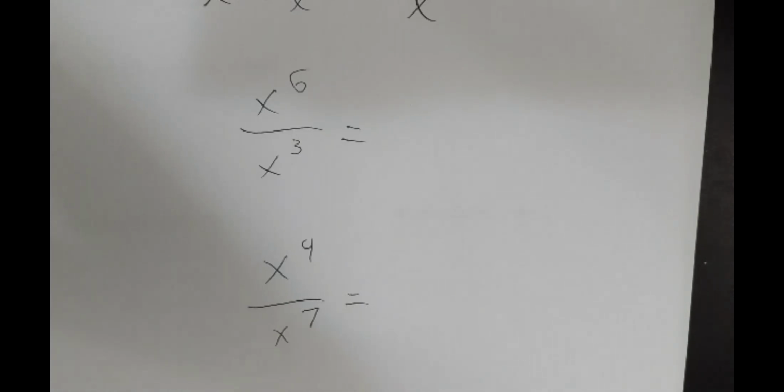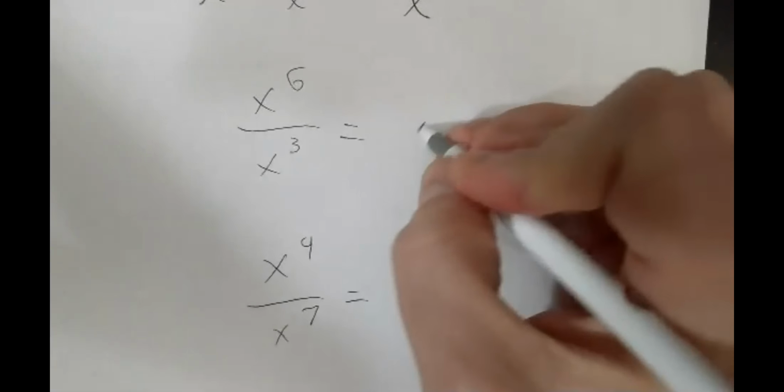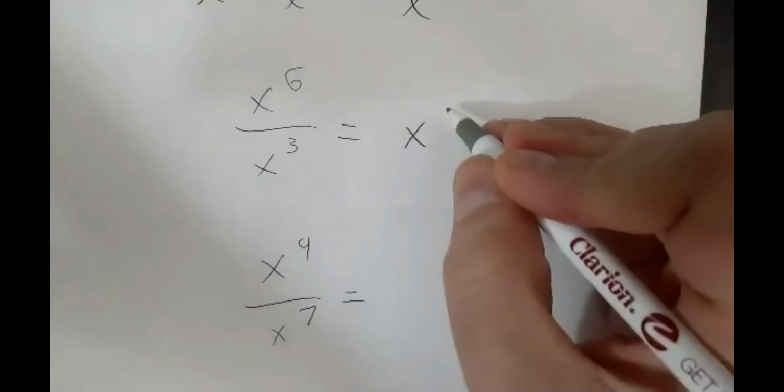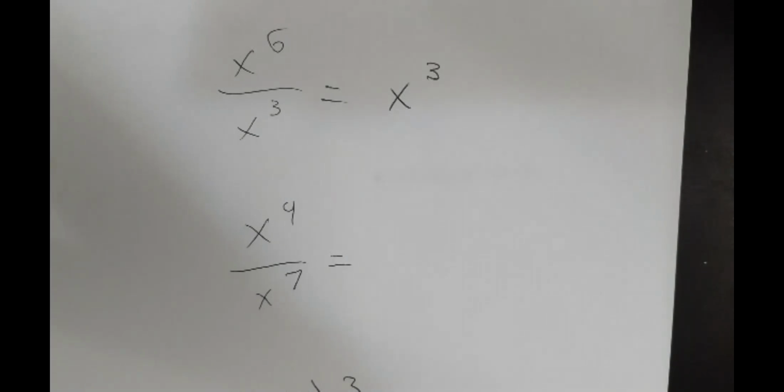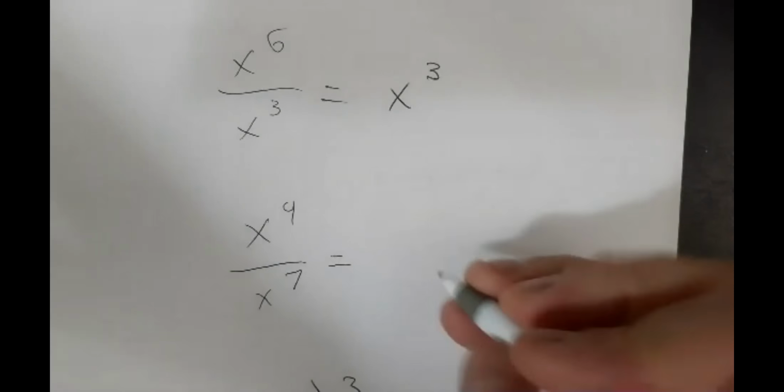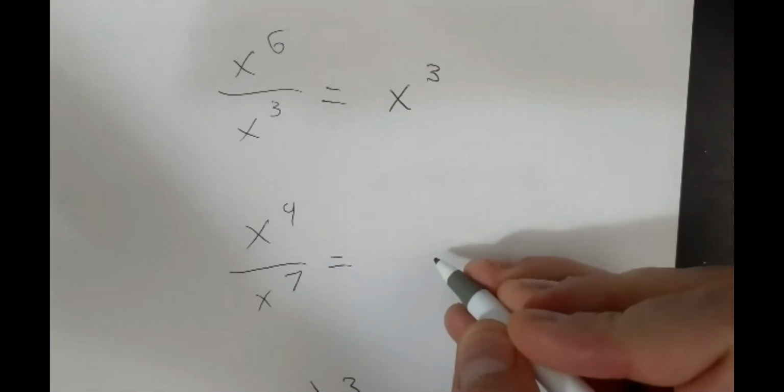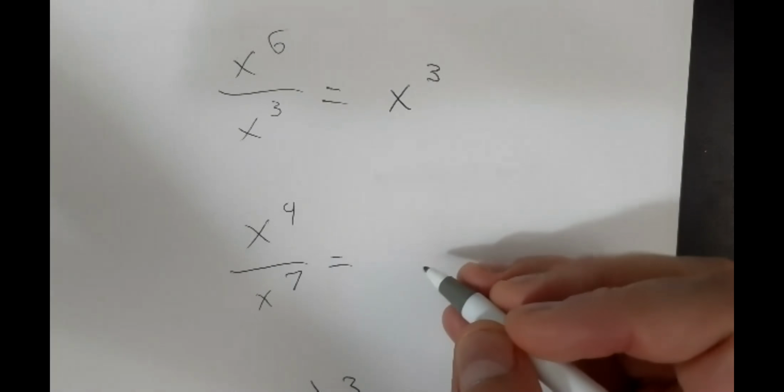The next thing, if I have x to the 6th over x to the 3rd, I'm going to subtract the exponents. This one just looks like x to the 3rd. But if I do it with the larger one on the bottom, what ends up happening? What is this going to look like?